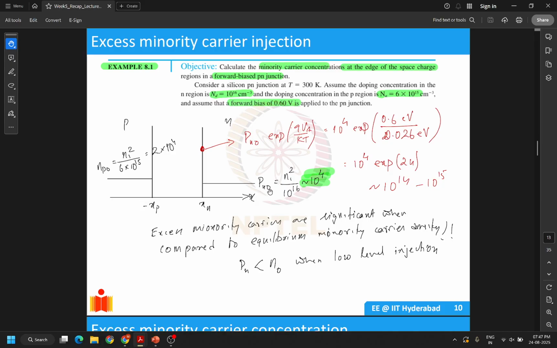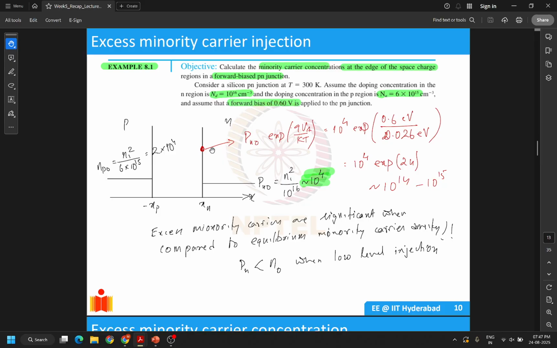First you calculate Pn naught, which is ni square by Nd. If you take ni as 1 into 10 power 10 per centimeter cube, this is ni square upon 6 into 10 power 15. So this will be 10 power 20 upon 6 into 10 power 15, which is 10 by 6. 10 by 6 has been approximated to 2, so 2 into 10 power 4.